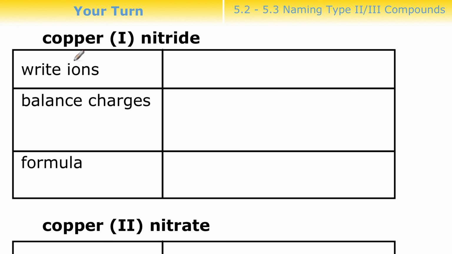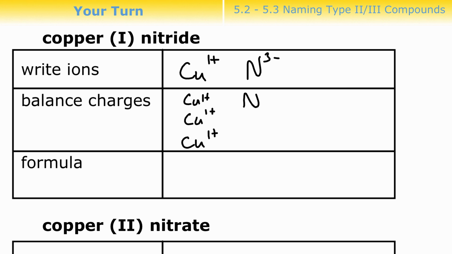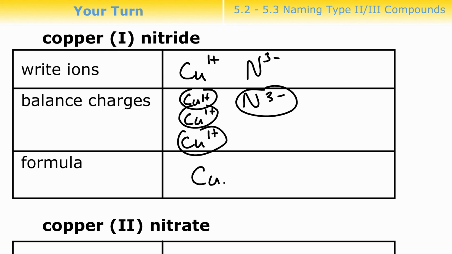Okay, a couple more. Copper 1 nitride. Let's write the ions. Copper, if it says it's a 1, that'll be a 1 plus. Nitride, from your chart, that's just nitrogen, and its charge is a 3 minus. So in order to balance those charges, I'm going to need 3 coppers to offset that 1 nitrogen, because this now will be 3 plus, and that offsets the 1 nitrogen. So the formula for this will be Cu3N.